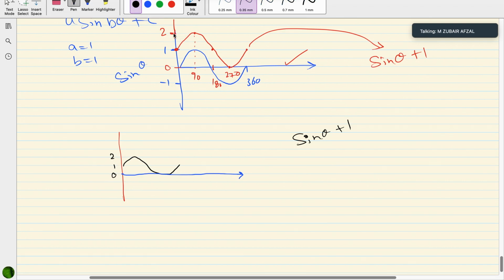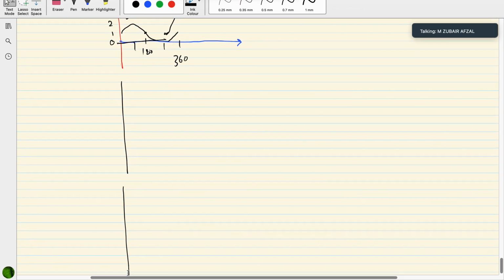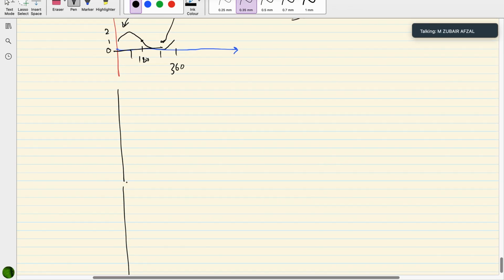Now look at this. The highest point was at 2, it is still at 2. The lowest point was at 0, it is still at 0. This is 360. This turning point is 180, 90 and 270. So it is quick to move the x-axis. Let's do one more question quickly. Let me start this again, it's getting a bit stuck.